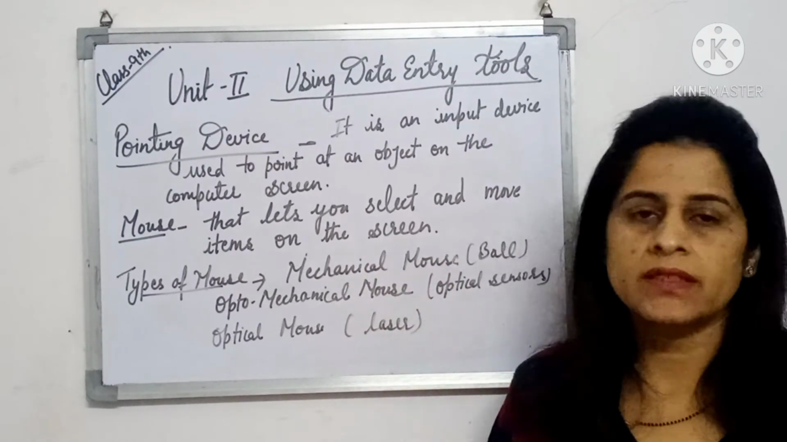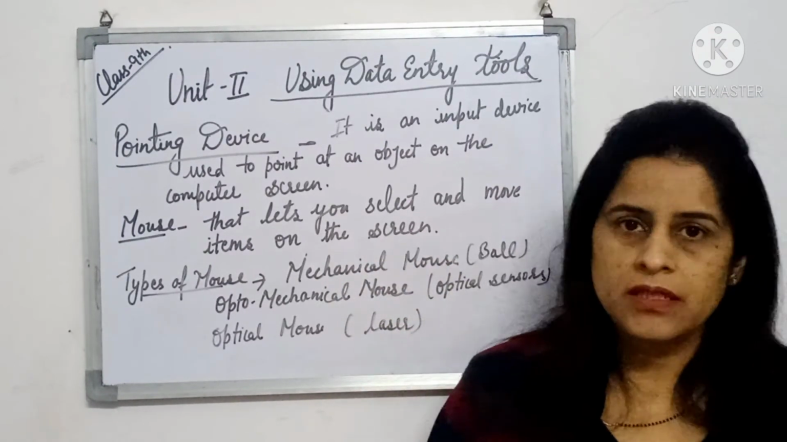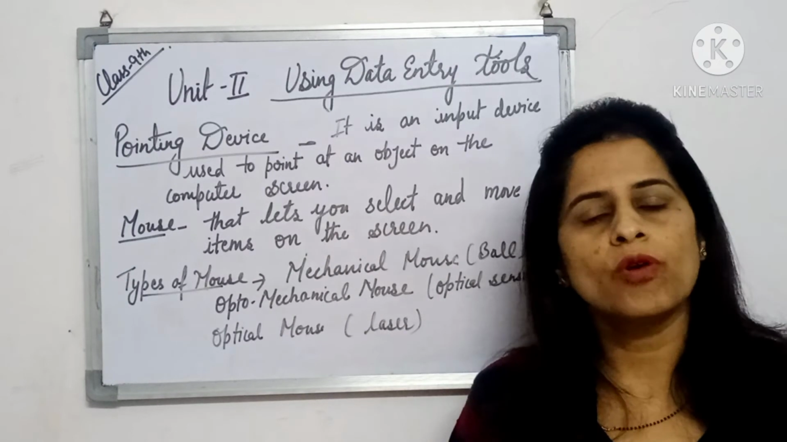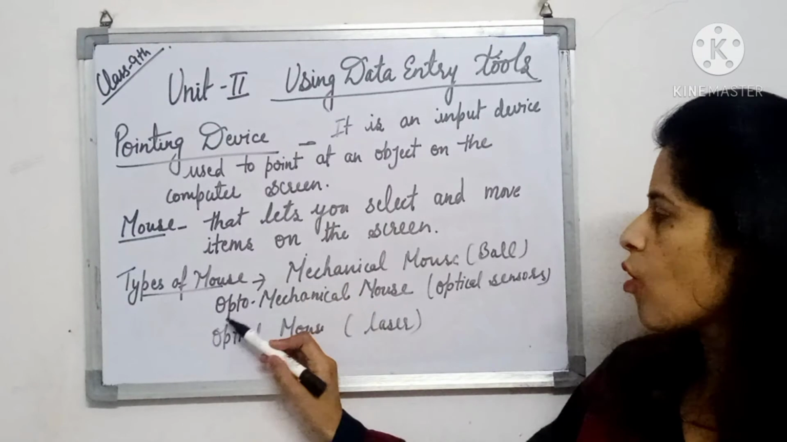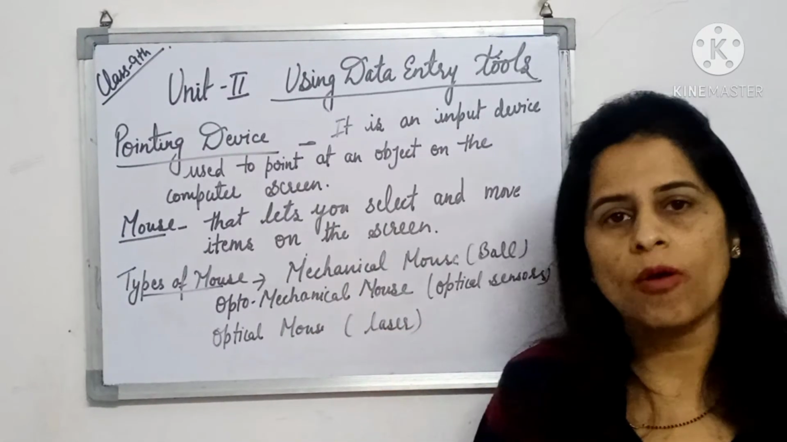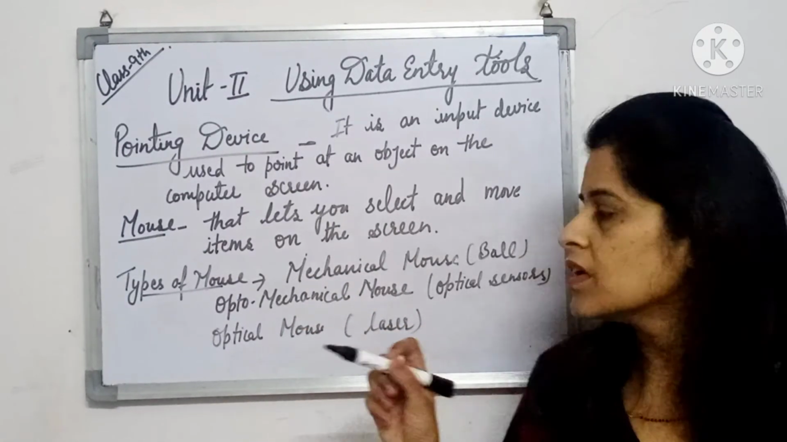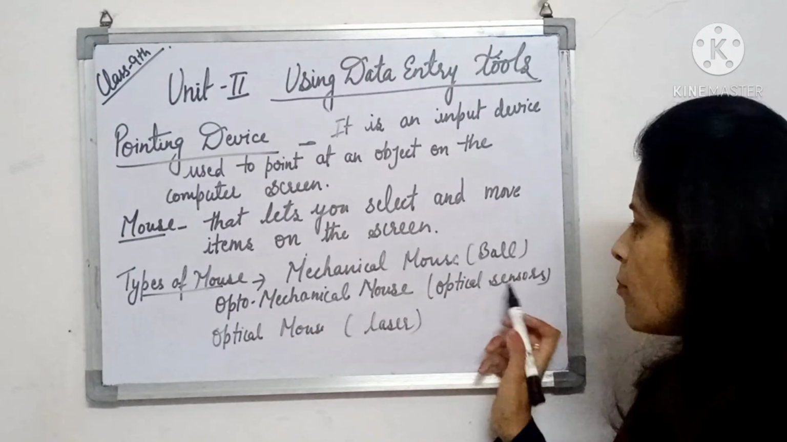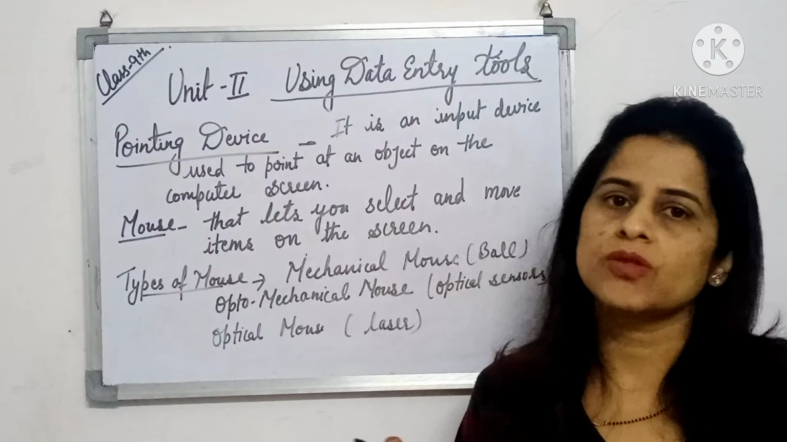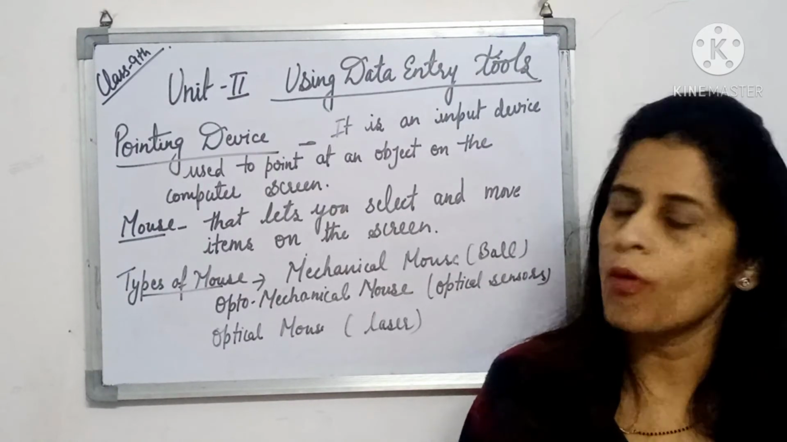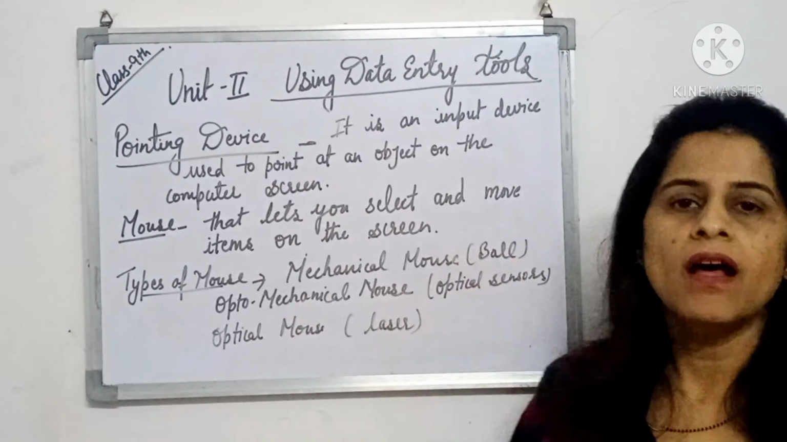At the bottom of that mouse there is the ball, and with the help of the ball we can control the motion of the mouse. Next is your optomechanical mouse. What is that optomechanical mouse? In that mouse there is an optical sensor to sense the motion of the ball. That is the optomechanical mouse.